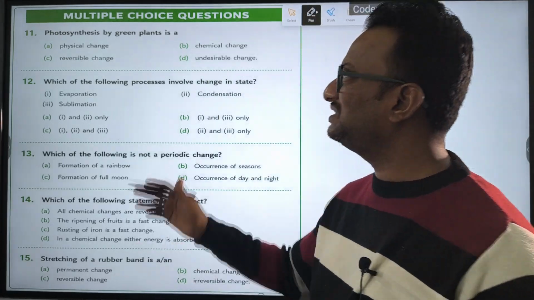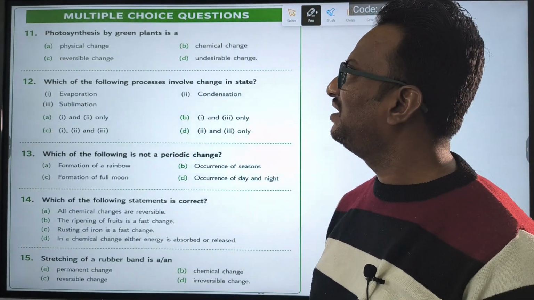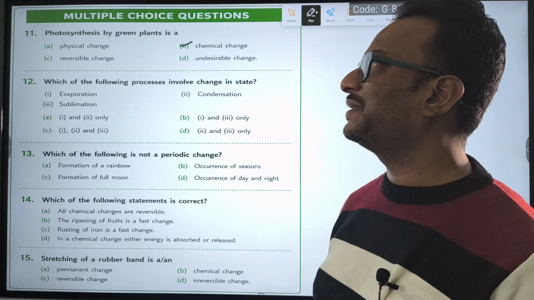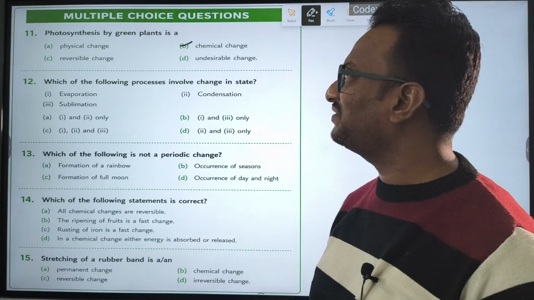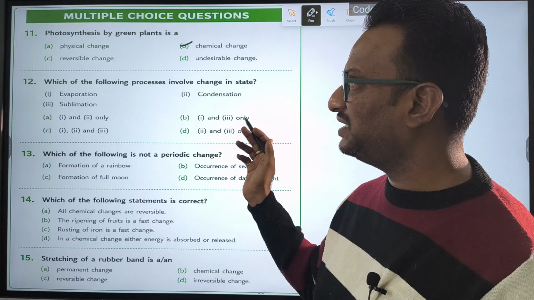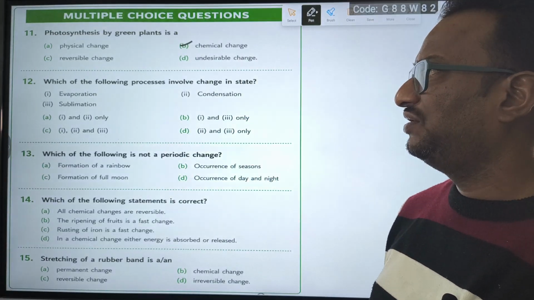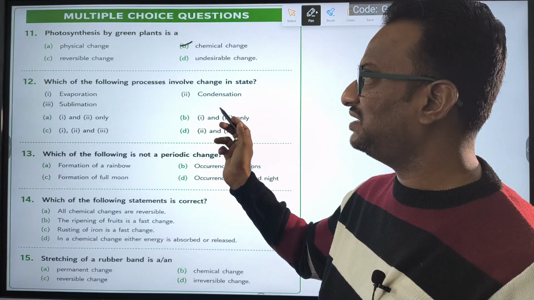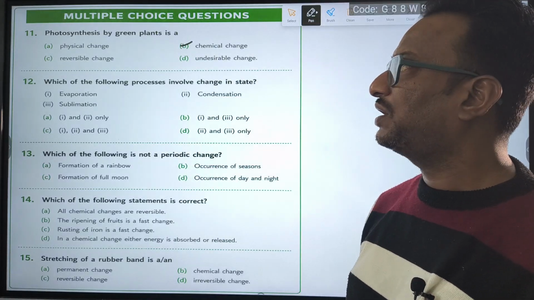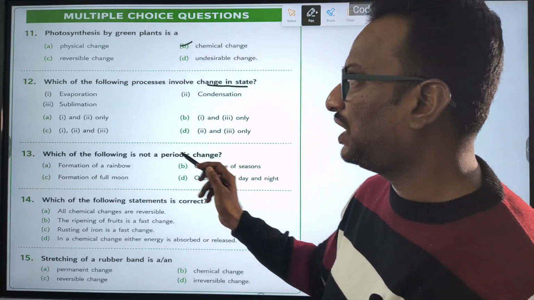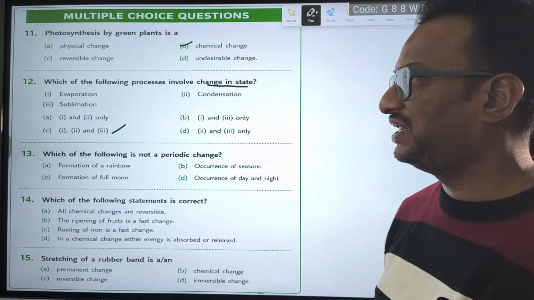Next one, photosynthesis by the green plants is physical, chemical, reversible and undesirable. It is a chemical change. Which of the following processes involve a change in state? Evaporation, condensation, sublimation. Okay, change in state. All will come under. So the option should be 1, 2 and 3.